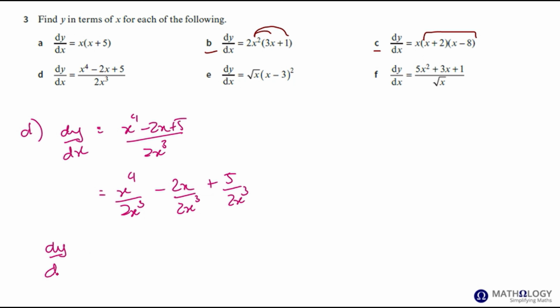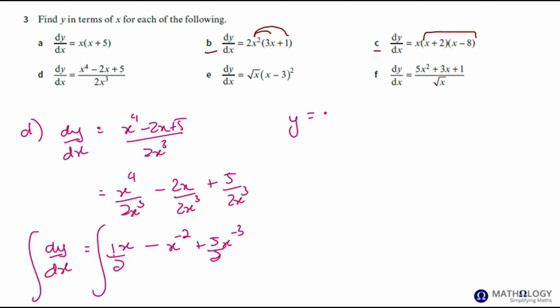So dy dx equals, we're going to write this in a form that we can integrate. So we're going to take the powers of the bottom to the top. So the x to the 4 minus 3, x to the 1, and that is times a half, minus 2 divided by 2, and then x to the 1 minus 3, it's x to the minus 2, plus 5 over 2, x to the minus 3. And we can now integrate this expression.